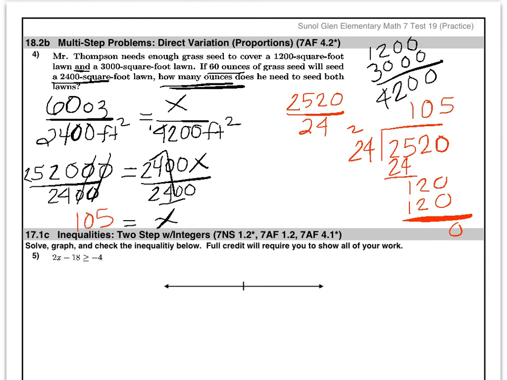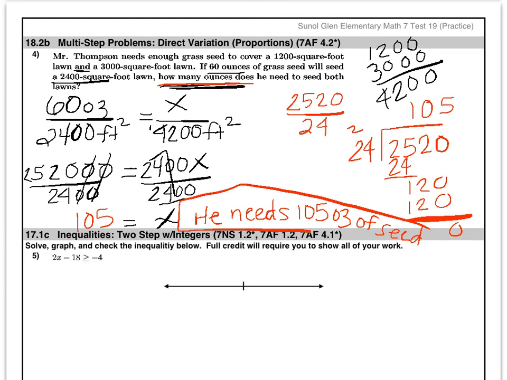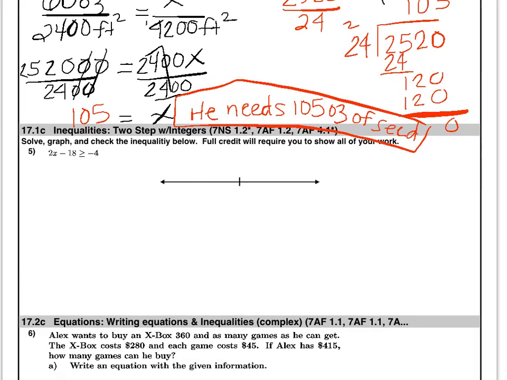So what does that mean x is? What did I solve for? I solved for how many ounces. It's up here. I underlined it. So this x, 105, really means he needs 105 ounces of seed. And I'm going to box my answer. Okay? Now we're going to move on to the next problem.